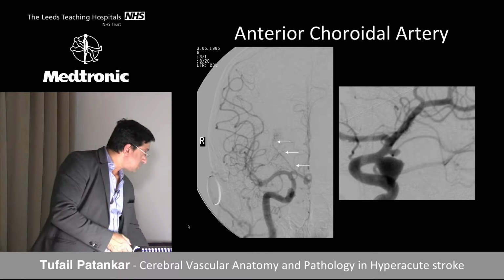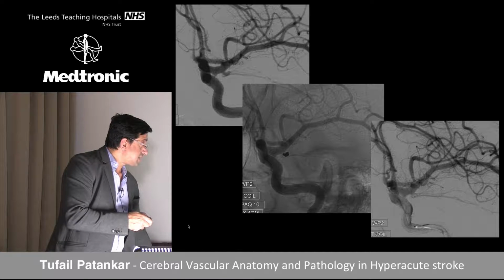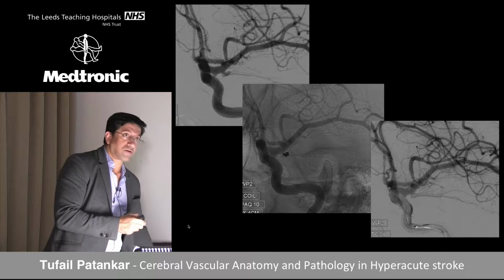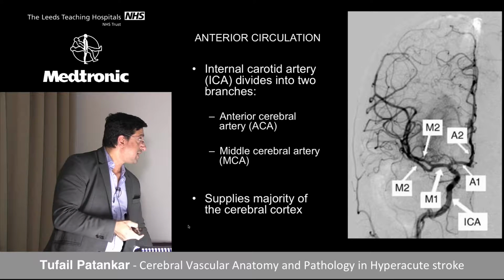So look at that. Again, you have the internal carotid artery, anterior cerebral artery, middle cerebral artery bifurcating here, and you can see the anterior choroidal artery, where I've called the aneurysm. The anterior choroidal artery is the branch which comes off posteriorly. It will be seen on a lateral view of the CTA.